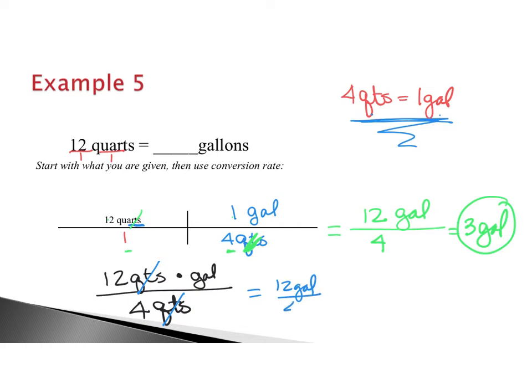And then I have my 4 on the bottom, so that's going to leave me with 3 gallons as well. So mathematically, you can see how the units will cancel out this way, if that helps.